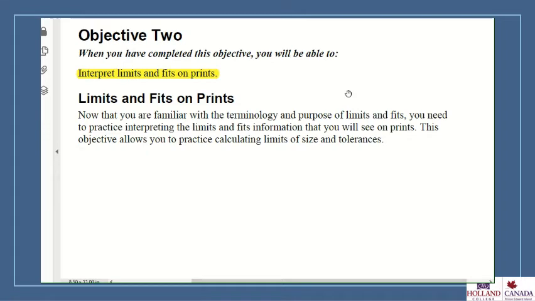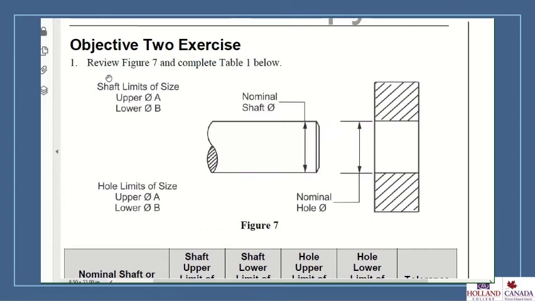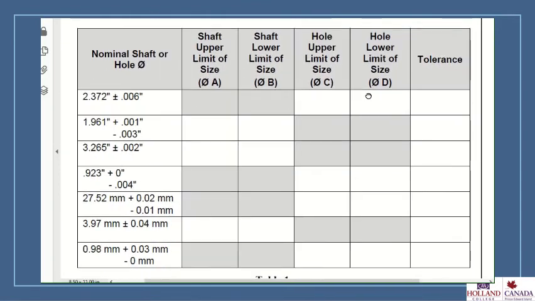So objective 2, interpret limits and fits on prints. Now that you're familiar with the terminology and purpose of limits and fits, you need to practice using them. This objective allows you to practice calculating limits of size and tolerance. So objective 2 is no new information, but the exercise gives you this figure, figure number 7, with a nominal shaft diameter and a nominal hole diameter, and a table underneath it.